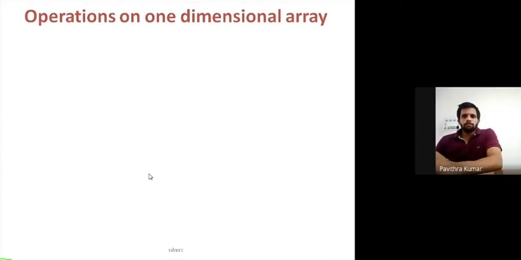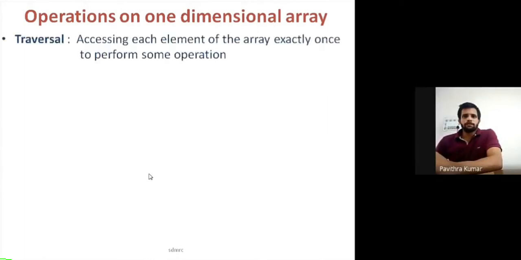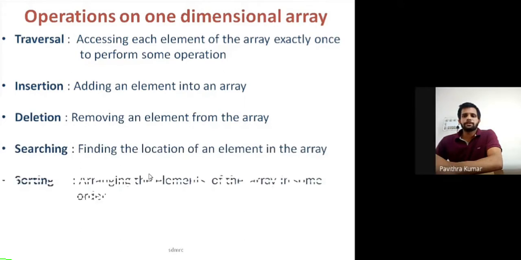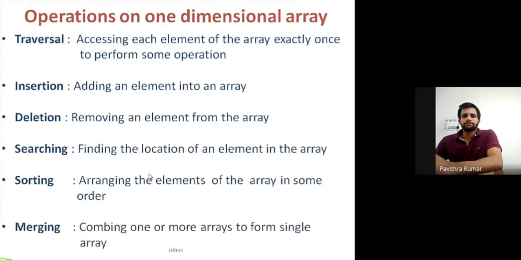These are the operations that could be performed on a one-dimensional array: traversal, insertion, deletion, searching, sorting, and merging. Now let us see what the traversal operation is. This is nothing but accessing each and every array element exactly once to do some operation. And today let us cover the algorithm for traversal.